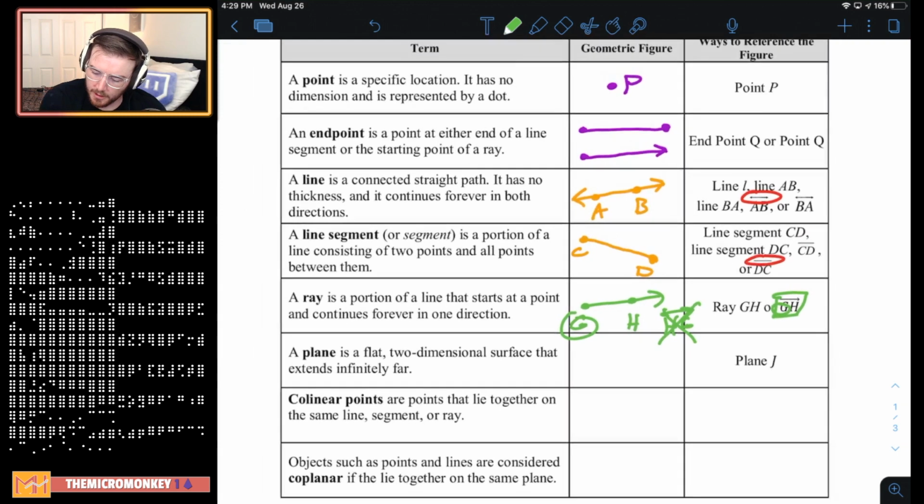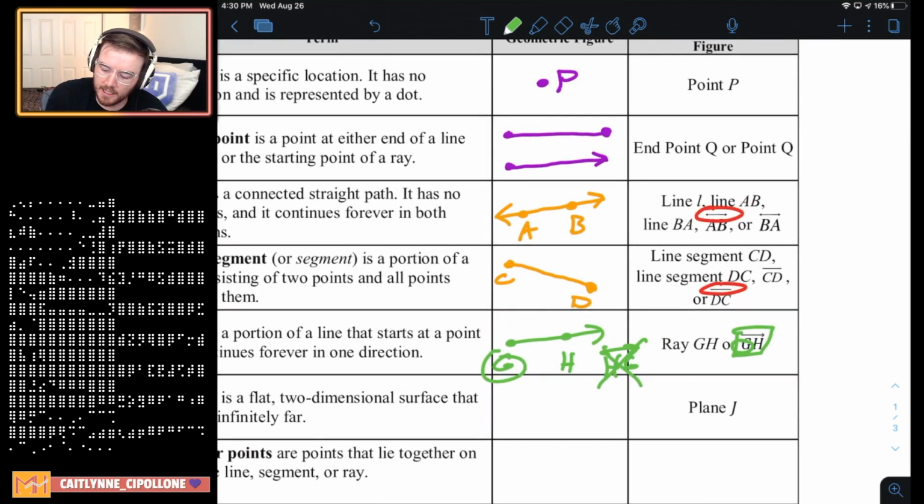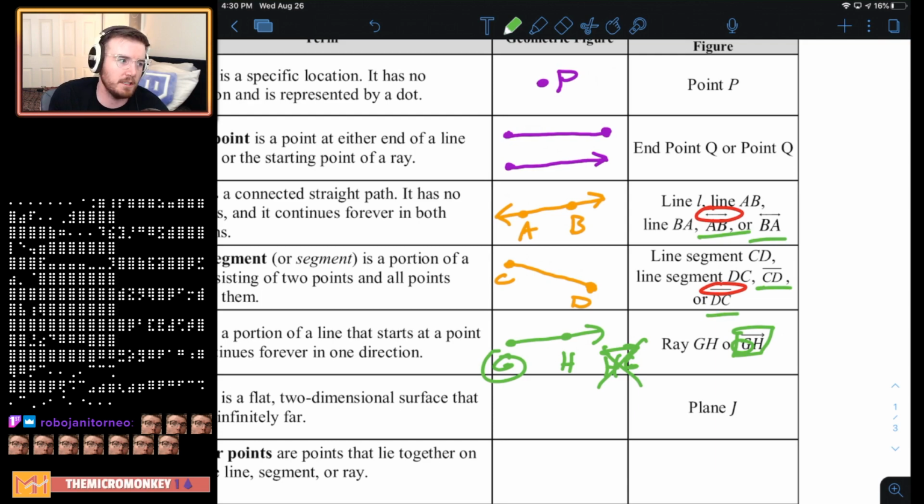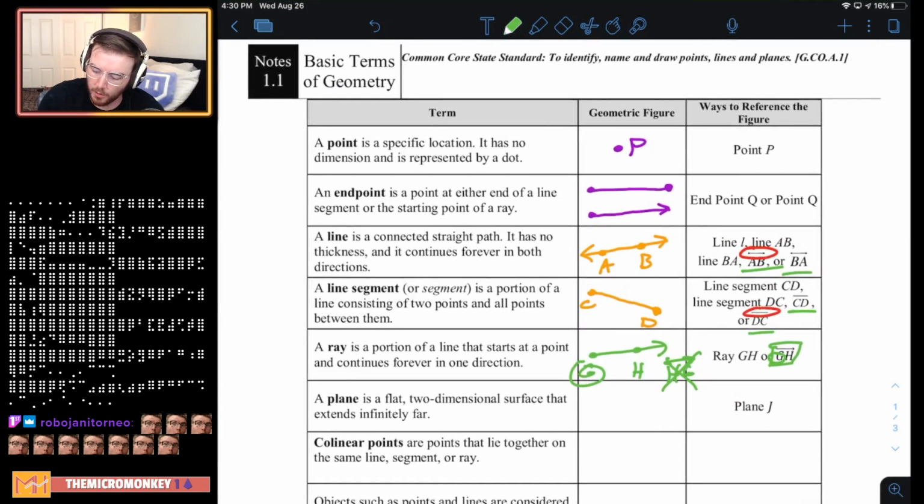What else here? When it comes to naming over here on the right, you can see that we were able to exchange the letters A, B, B, A. We're referring to the same line. It doesn't matter what order you do it. Same with the segment. You can refer to it as CD or DC. The order doesn't matter. For a ray, order matters.